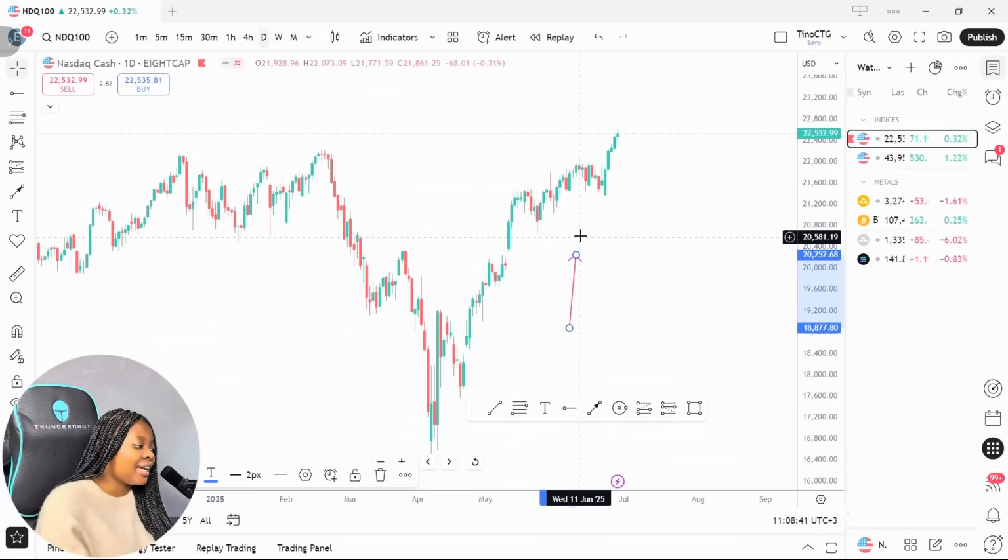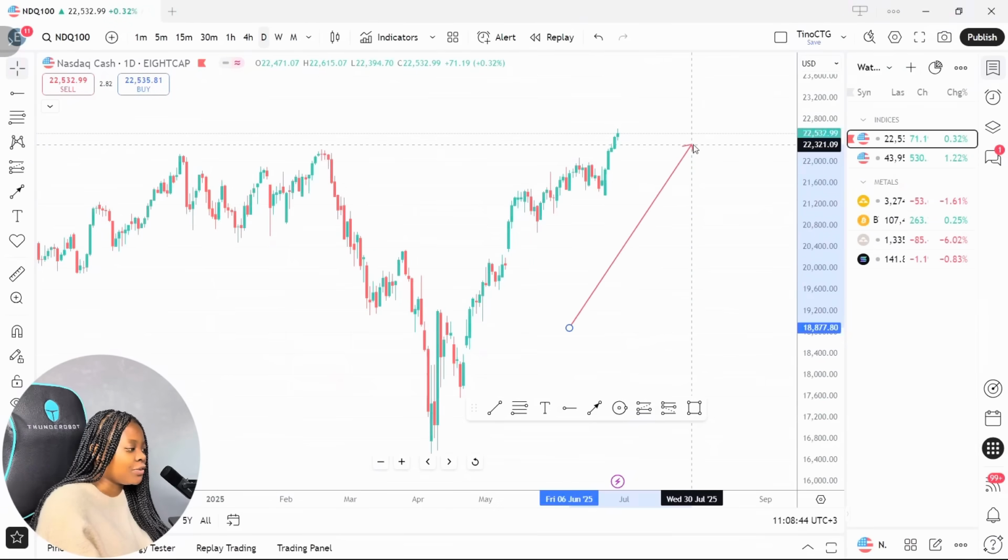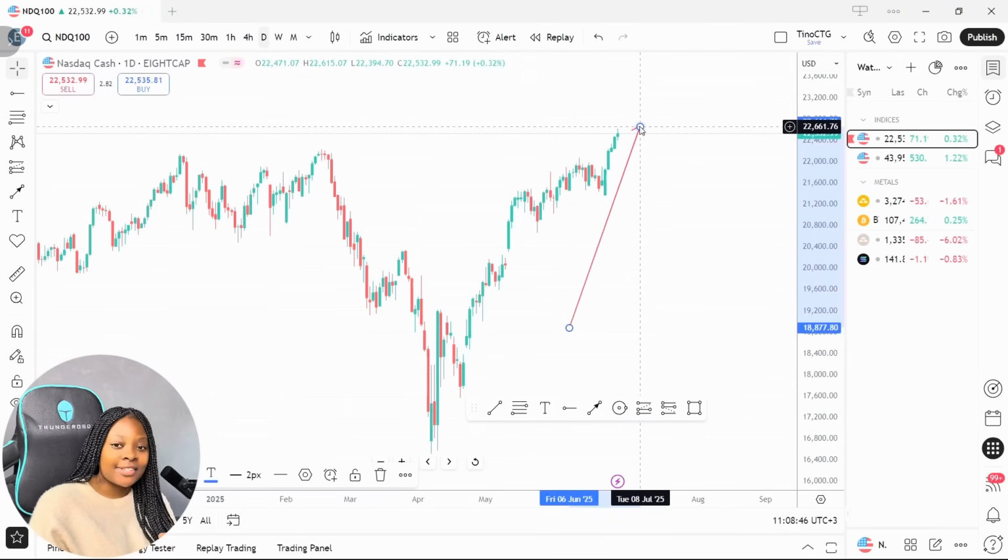Now let's go straight to the weekly analysis. Now, just by looking at the NASDAQ, that is sitting at all-time highs. As you can see right over here, we have brand new highs on the NASDAQ.